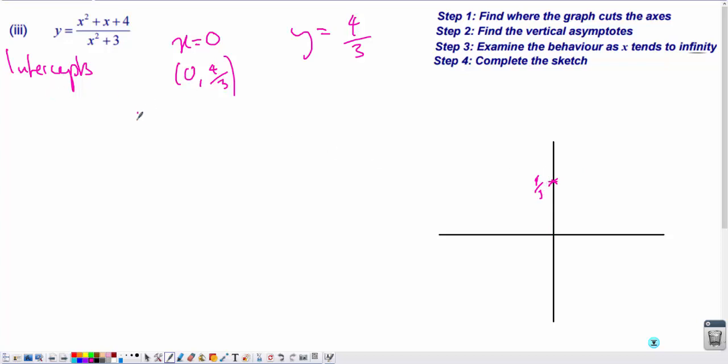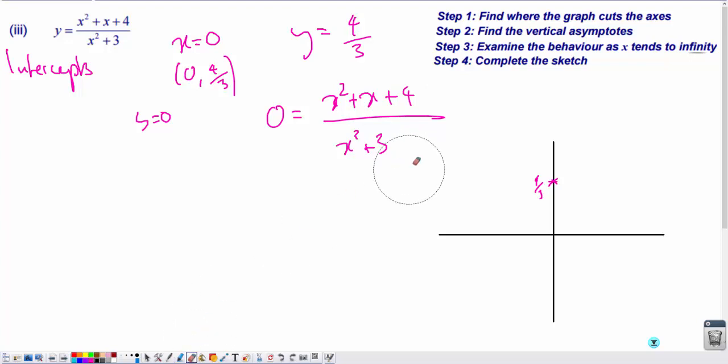And my second intersection, y equals 0. When y equals 0, I've got 0 equal to x squared plus x plus 4 over x squared plus 3. Sorry, my mic is shaking a bit. If this 0 is equal to this, then my numerator must be equal to 0. I can multiply both sides by x squared plus 3, or ignore that. If you've got a fraction equal to 0, the numerator must be equal to 0. Now we just need to factorize and solve this quadratic.